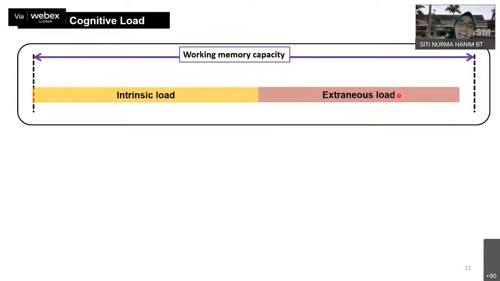Sometimes, like a cat walking past, we cannot control it, right? Sometimes internet connection problems, so those are extraneous load.